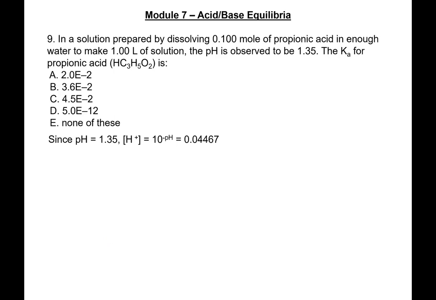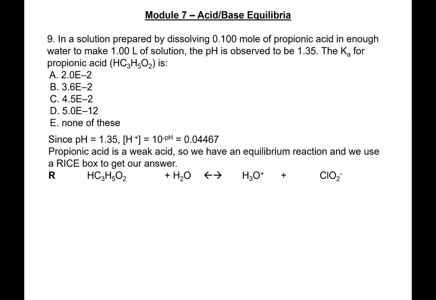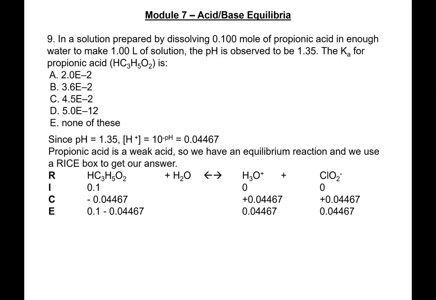So I can solve for the H plus concentration by taking 10 to the negative pH. I get my number. I set up my rice box. There's my reaction. My initial concentrations, 0.1 mole in 1 liter, that's 0.1 molar, 0 and 0 for the other guys before the dissociation. My change is, this is just like the last problem, except now, instead of solving for X, the initial concentration, I'm solving for K. Okay, so it's really kind of straightforward. In fact, it's really kind of easier.